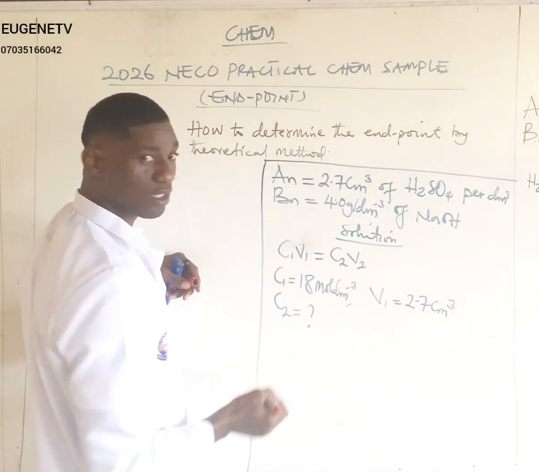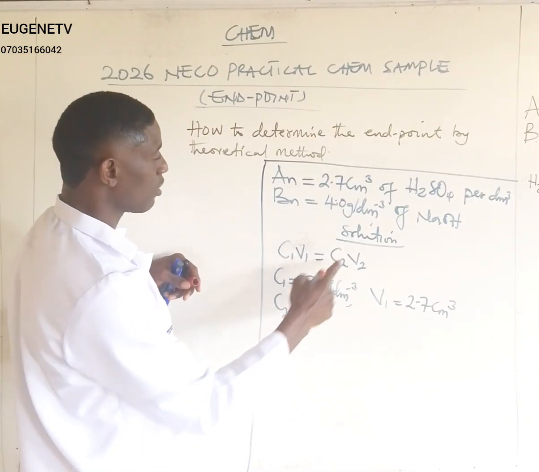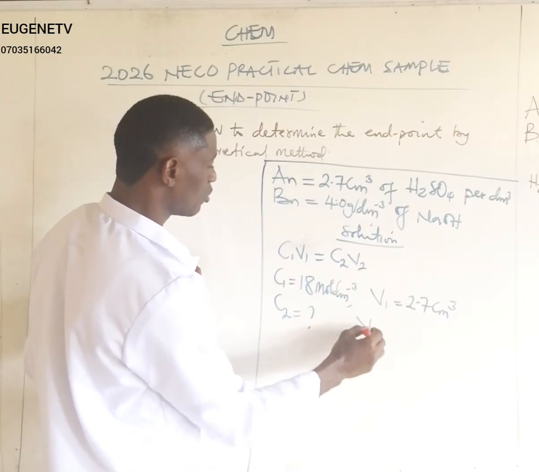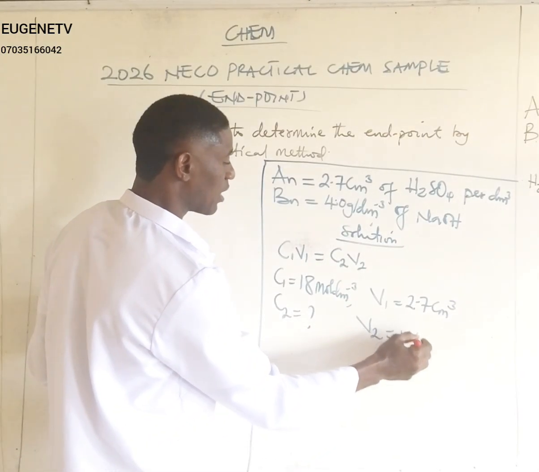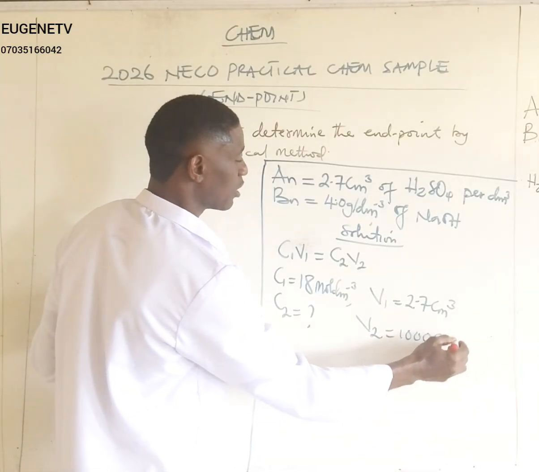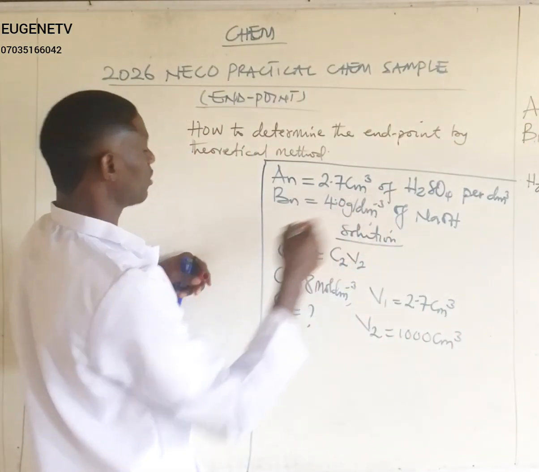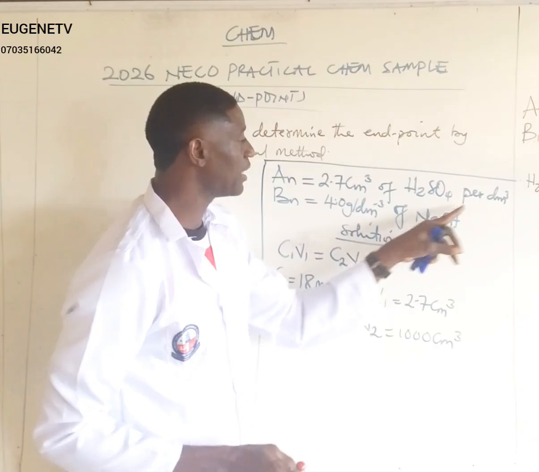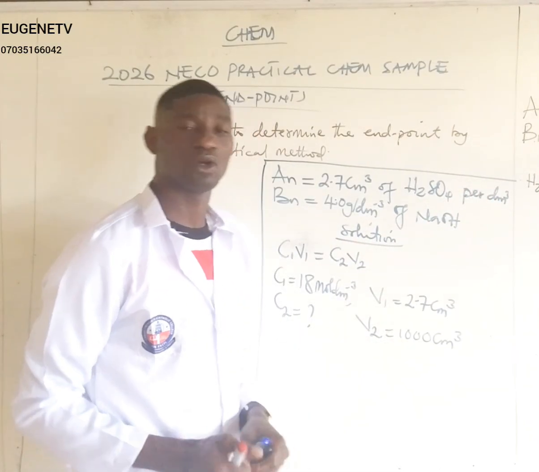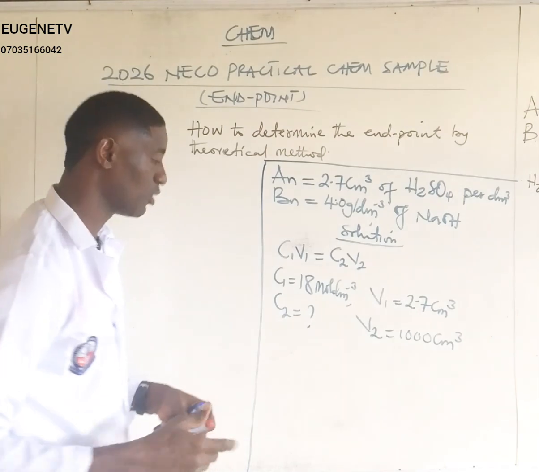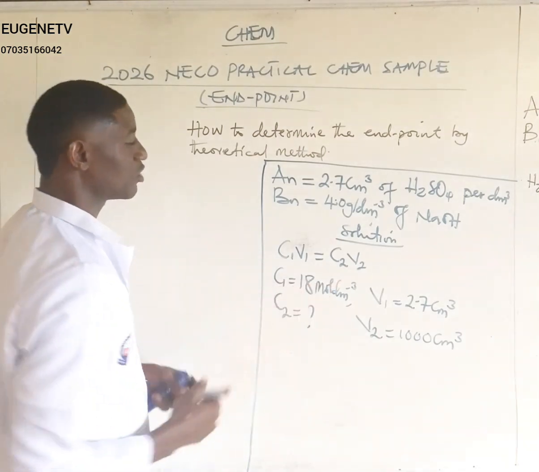We say we don't know. So C2 here is the final concentration, while our V2 here is going to be our final volume. The final volume is usually going to be 1000 centimeter cube. 1000 centimeter cube is the same thing as 1 Dn cube, because the question usually says per Dn cube. Anytime you hear the words per Dn cube, that means it's going to be dissolved in 1000 centimeter cube. So let us find the concentration of this acid.